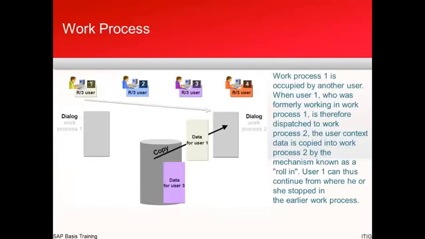Okay, now let's get into the work process. Here you can see this is work process 1, work process 2. Work process 1 is occupied by another user, so user 1, who was formerly working in work process 1, is dispatched to work process 2. The user context data is copied into work process 2 by the mechanism known as roll-in. So roll-in is like whenever the user connects to a work process, his context is copied into that particular work process. So user 1 can then continue from where he or she stopped in the earlier work process.